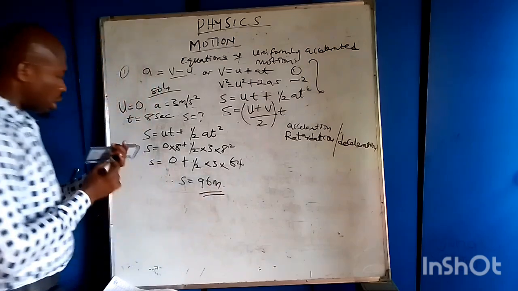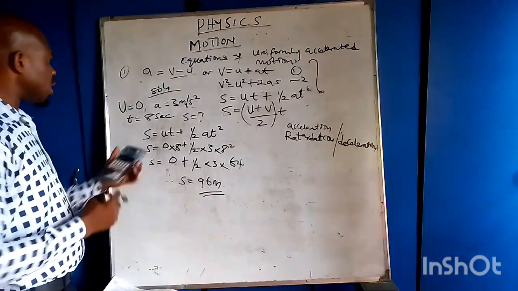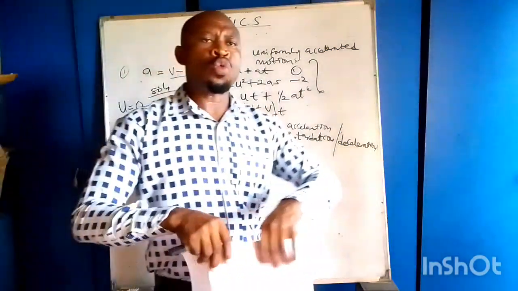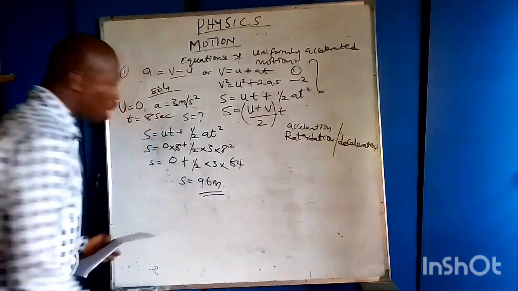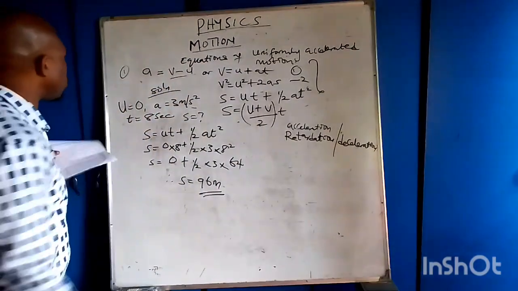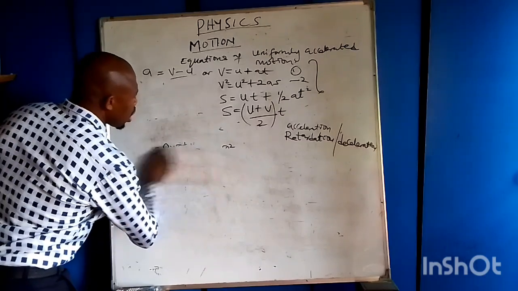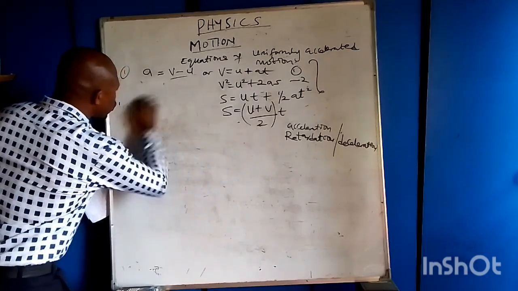So this is the distance covered during the journey. Now we'll take the next one, but before that, we'll clean the board so that all we'll be solving will be on this side of the board.